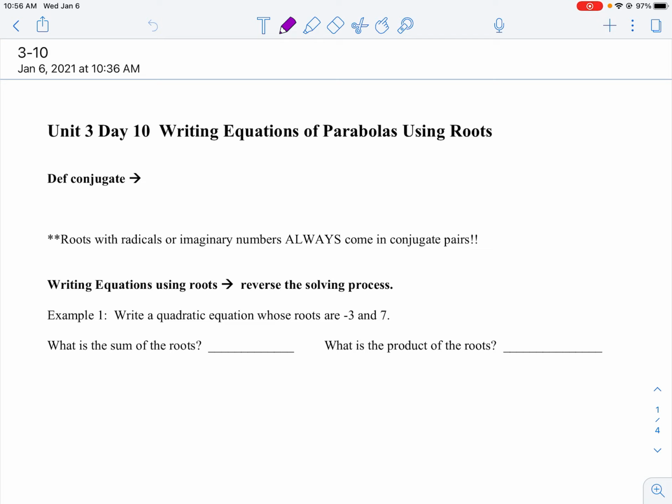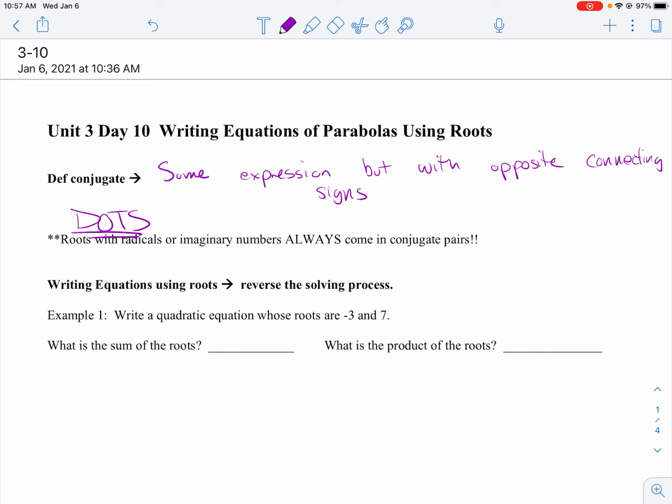Before we can discuss that, we need to talk about the definition of a conjugate. We've seen conjugates, but I'll give you the definition anyway, and then you can interpret that for yourself. Some expression, but with opposite or connecting signs. What does that mean? What am I talking about here? Well, I'm talking about some DOTS here, some difference of two squares, right?